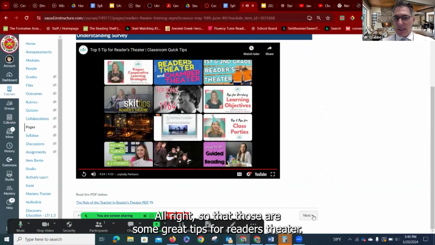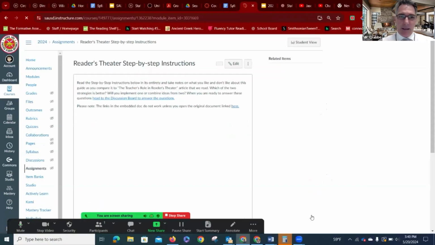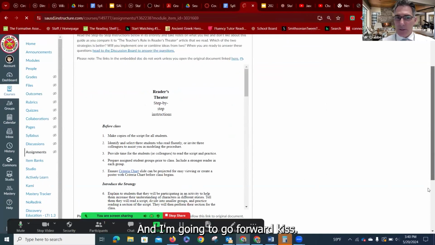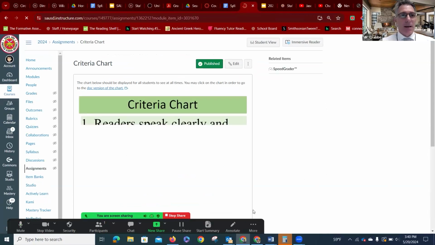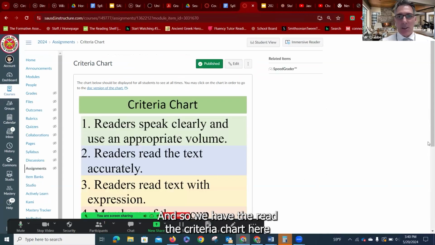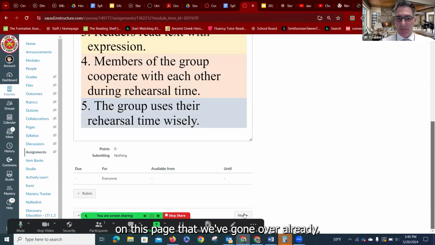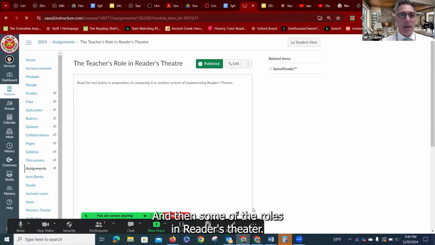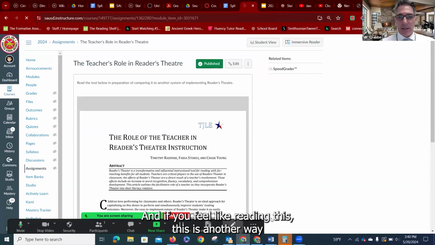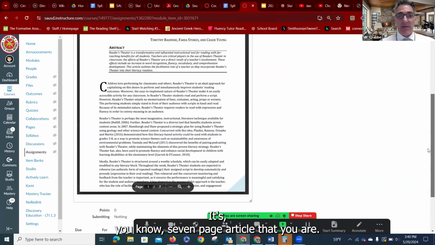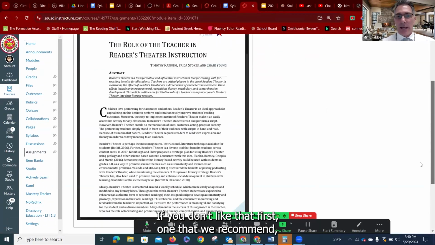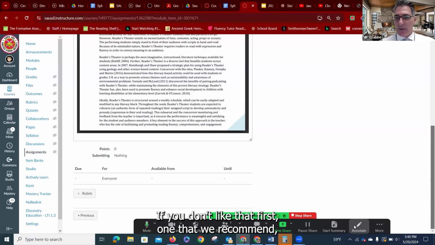So those were some great tips for Reader's Theater. And I'm going to go forward to spaces because we already read that. And so we have the criteria chart here on this page that we've gone over already, and then some of the roles in Reader's Theater. And if you feel like reading, this is another way that you can implement Reader's Theater in your classroom. It's a 7-page article that if you don't like that first one that we recommend, then you can go ahead and use this one as well.